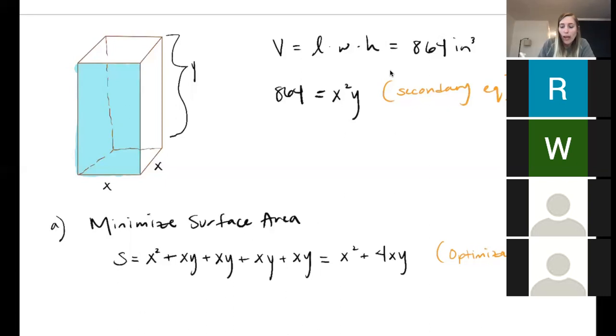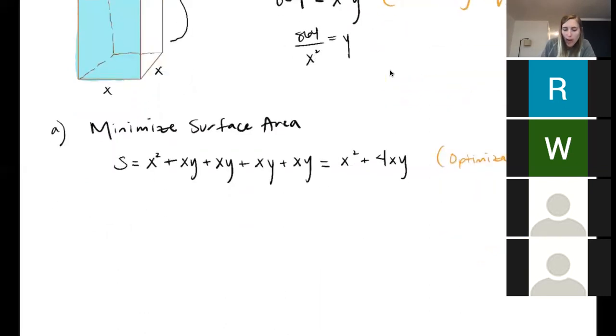So it doesn't matter which you solve for, but since y is raised to the first power and x is being raised to the second power in our secondary equation, it's going to be the most efficient to just solve for y. So then we can rewrite our surface area equation by replacing the y with 864 over x squared.